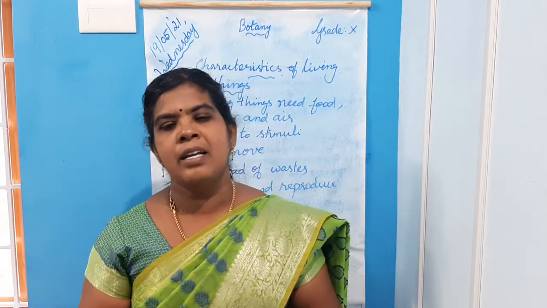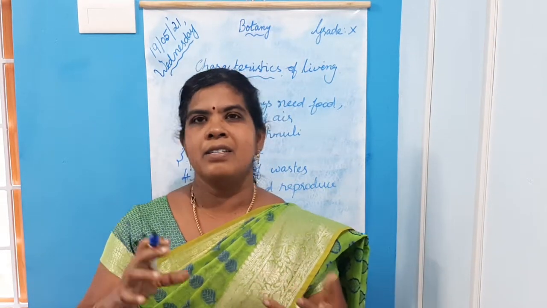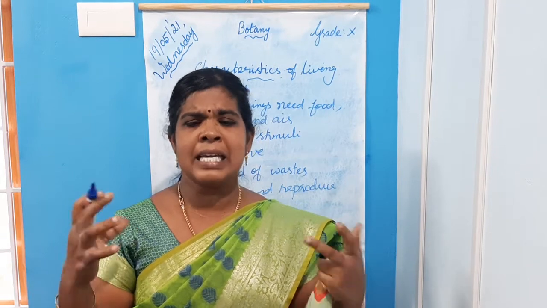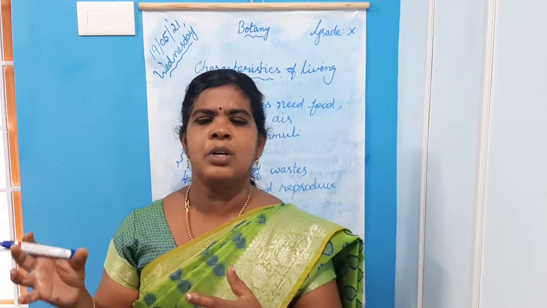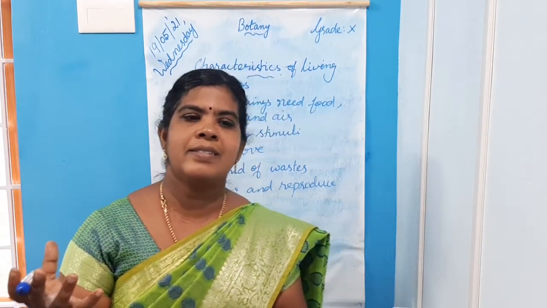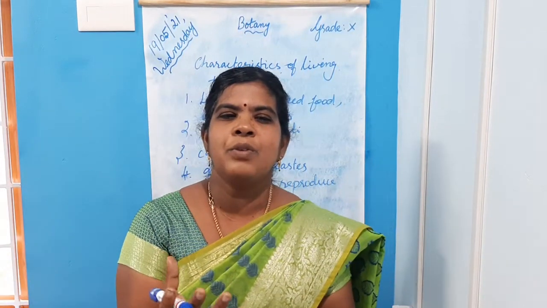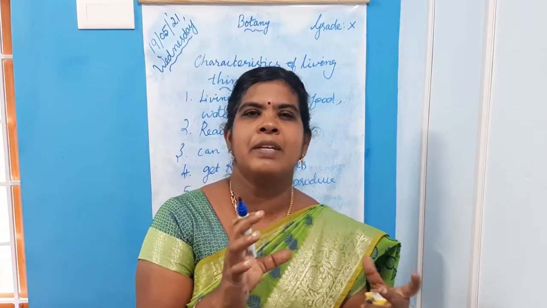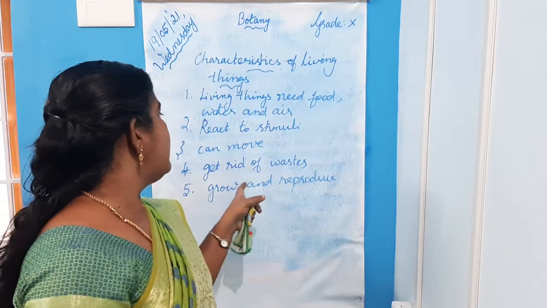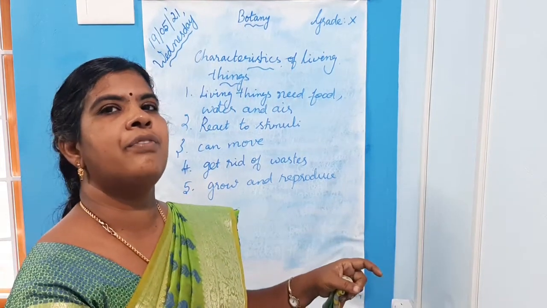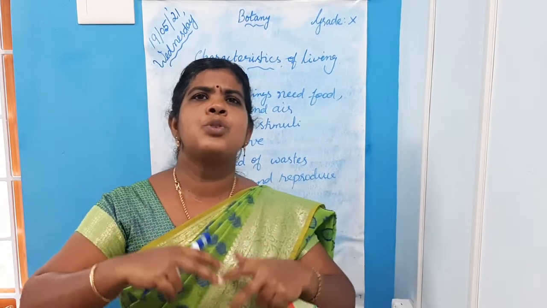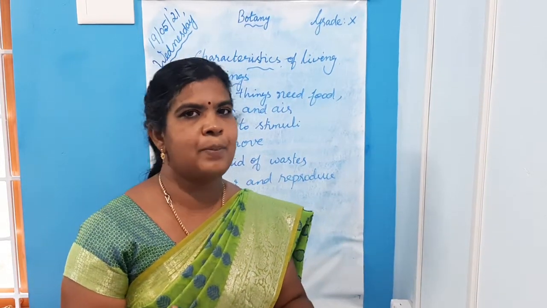Animals move by running, birds move by flying, fishes move by swimming, and other living things, for example certain plants, turn to face the sun. For example, sunflower. When the sun is moving, they will move slowly and face the sun. So living things can move. Next is living things get rid of waste. Plants too get rid of waste by transpiring.